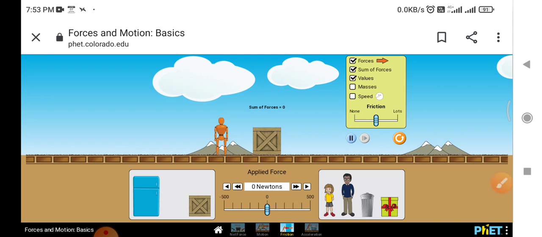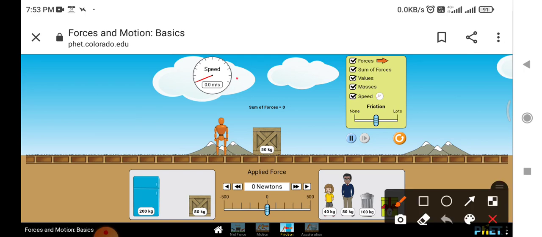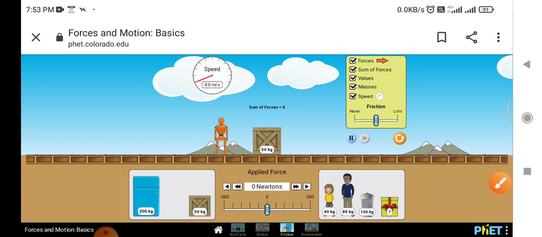First I will select all the things. When I touch the speed, the speedometer will appear. When I touch the mass, the mass of the object will be shown, and the sum of the forces appears here. And here I chose the point where the friction is in the middle. When I move this to none, we can also increase the friction a lot. So shall we start? Yes.